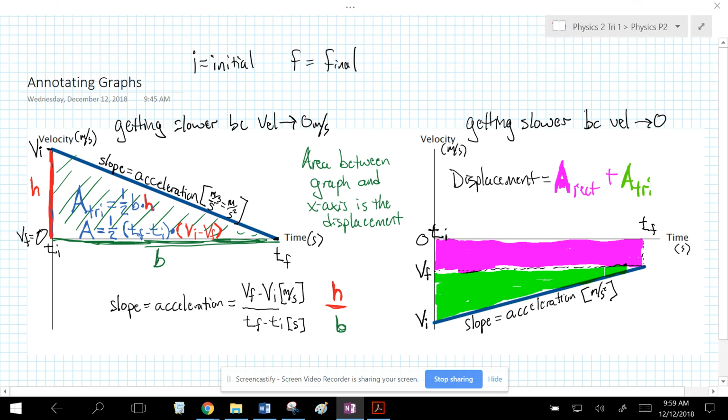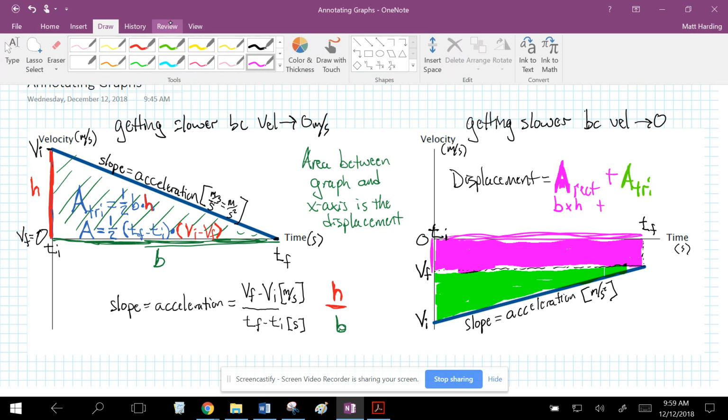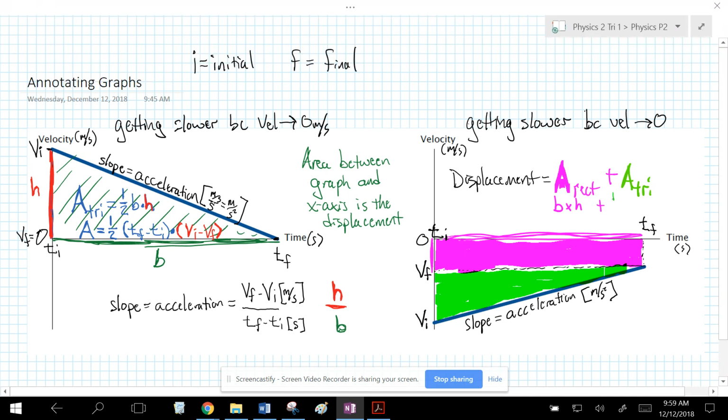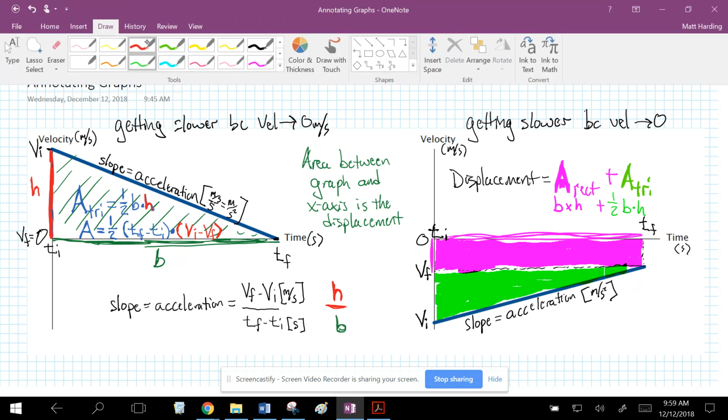the rectangle, the height of that rectangle, that's going to be VF minus 0. The base of that rectangle here runs from TI all the way over to TF. So base times height plus the triangle is going to be 1/2 base times height. And those are different heights. I'm going to switch back over to the black pen because that's just a little bit easier.